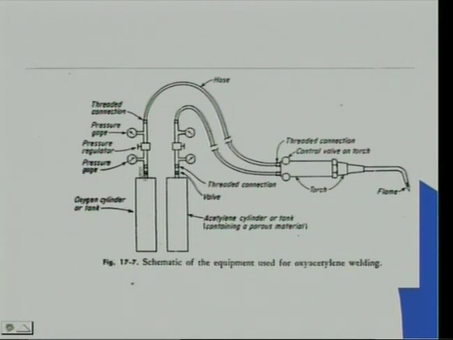And here is another cylinder which can store acetylene. With the help of regulators for both oxygen and acetylene, these two gases are connected to the welding torch. By opening the nozzle, in this chamber the two gases, oxygen and acetylene, are mixed together, and the combustion process will be done at the end of this torch.